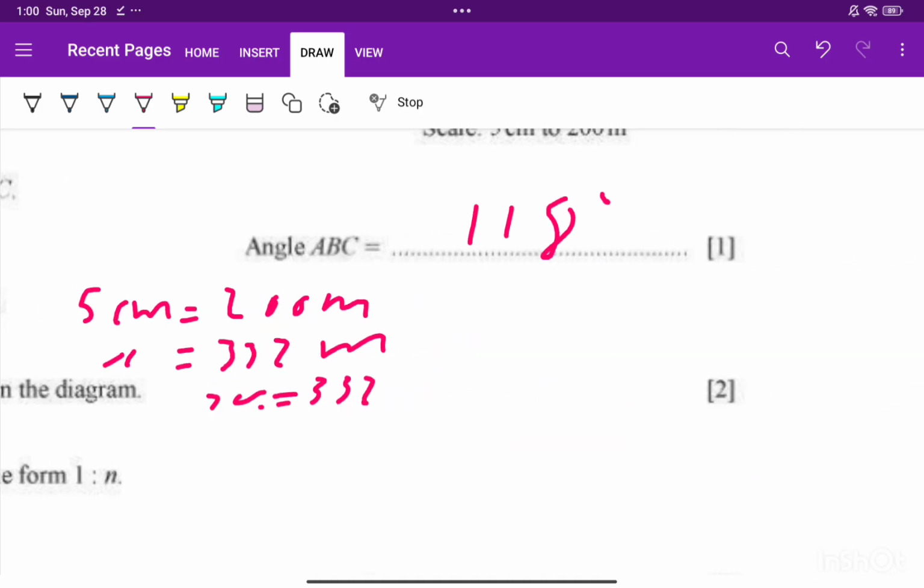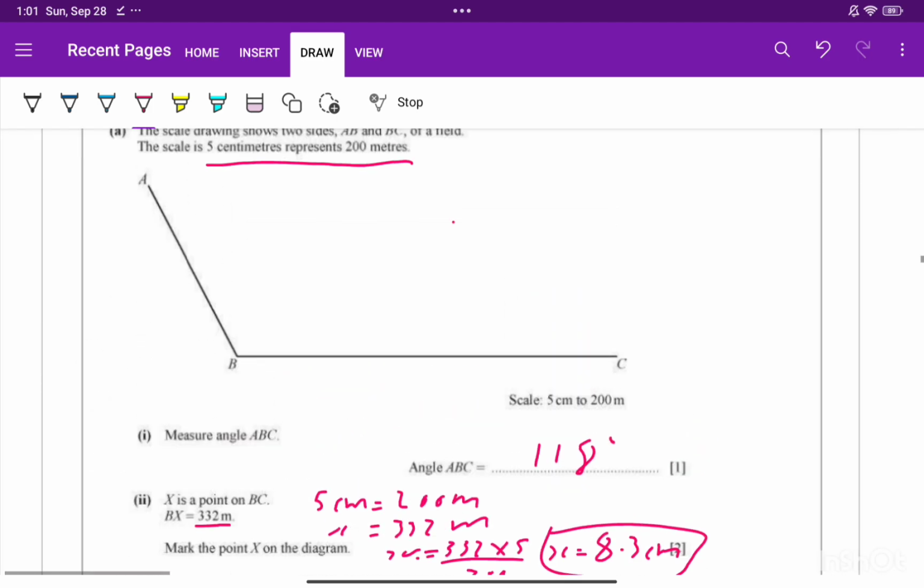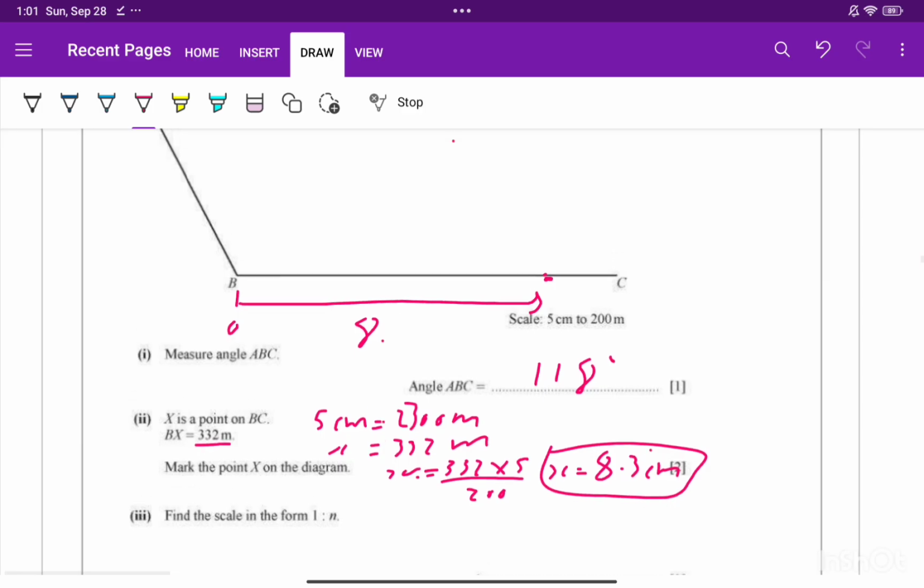X will be equal to 8.3 centimeter. So we will use a scale and start from here 0, and 8.3 centimeter will come somewhere around over here. Okay, so this length is 8.3 centimeter. So we will mark X by using scale.